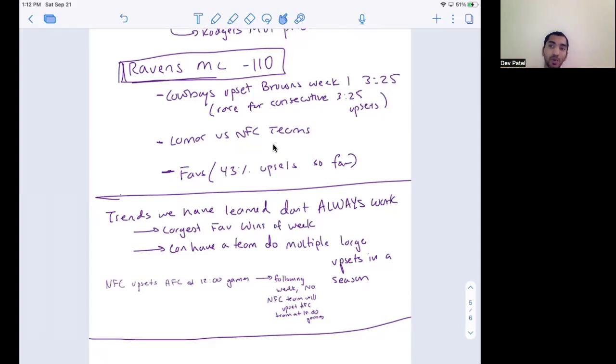So don't bank on the fact that, oh, if a team did a 10-point upset in 1 week, that's probably not going to happen again. The rest of the season might even happen the next week. So that's one of the trends that I've learned that don't always work here.